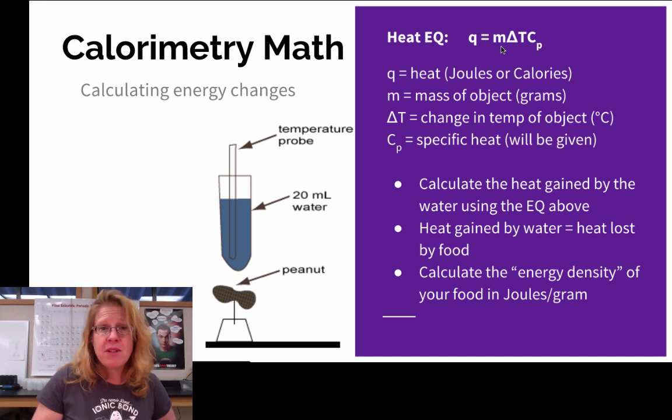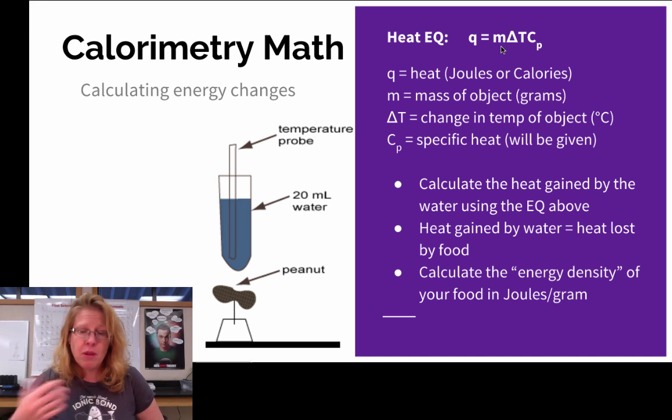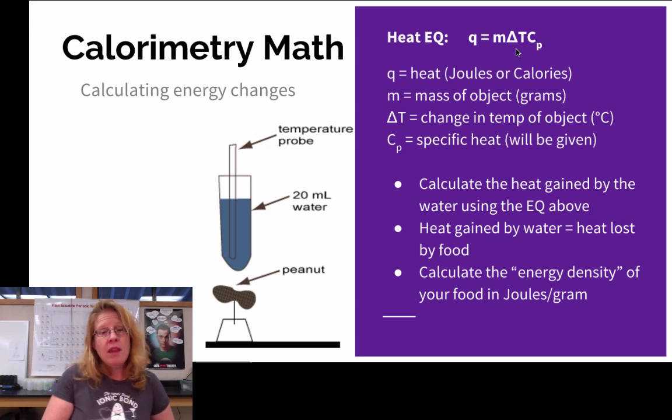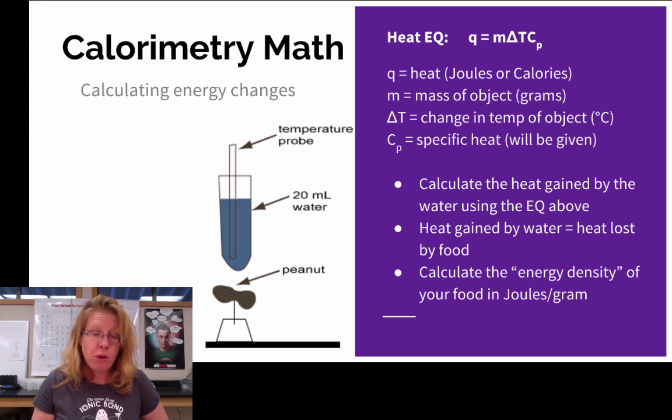So it's going to be the mass of the peanut or the mass of the water. Typically, the water is what we're going to use here. The triangle T is delta T. What's the change in temperature? So what was the temperature of the water at the beginning? And then what was the temperature of the water after that item had burned up all the way? So you've got to measure both of those.